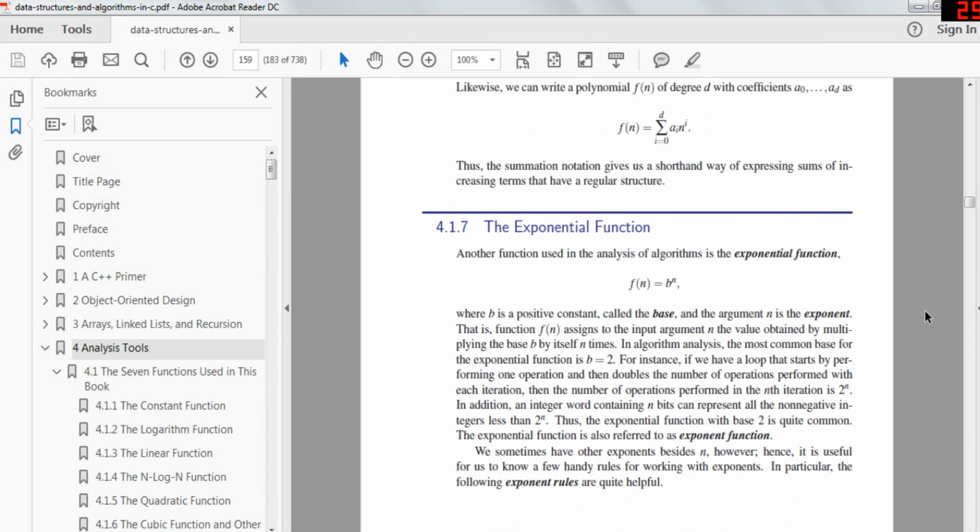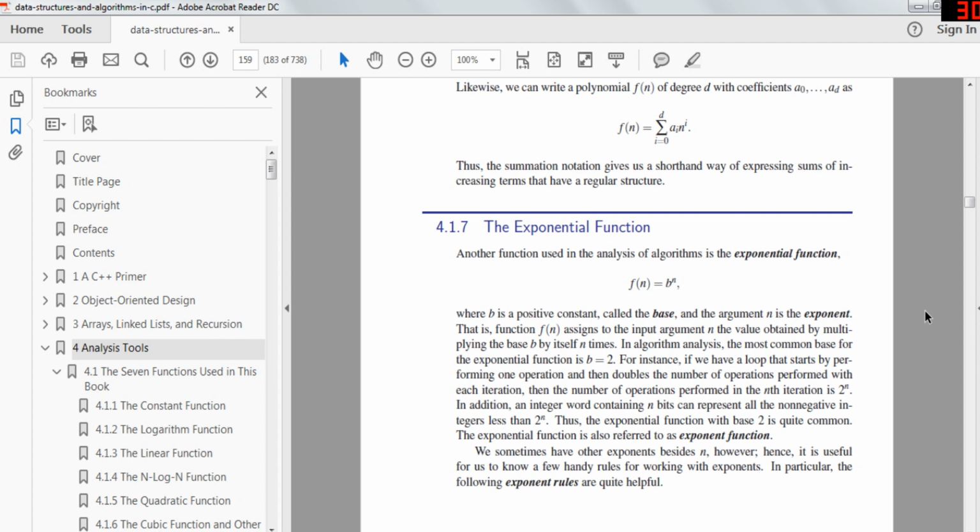Let's talk about the exponential function. Another function we use in the analysis of algorithms is the exponential function, where b is a positive constant called the base, and the argument n is the exponent. Remember before, the logarithm function was another thing, log base b of n. Well, this is the difference. This is the exponential function, where f(n) is equal to b to the n. So b is a positive constant called the base, and the argument n is just the exponent. That is, the function f(n) assigns to the input argument n the value obtained by multiplying the base b by itself n times.